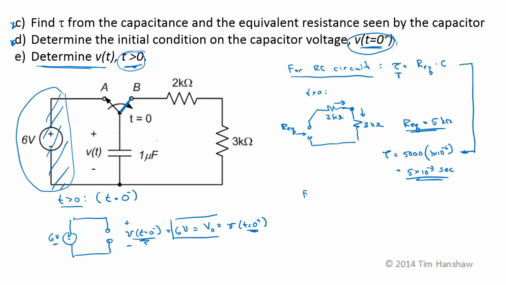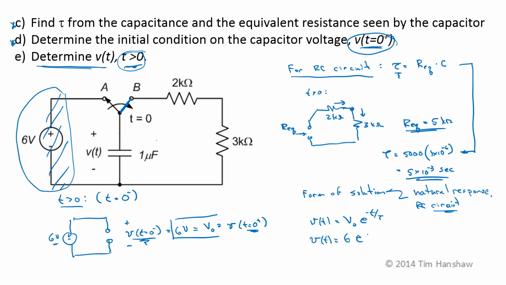So for this case, since this is a natural response of an RC circuit, or really the natural response of any first order circuit, the voltage, V of t, is going to be the initial condition, V0 e to the minus t over tau. V0 is 6 volts, so V of t is 6 times e to the minus t over 5 times 10 to the minus 3 volts for t greater than 0. So there's my answer for part E.